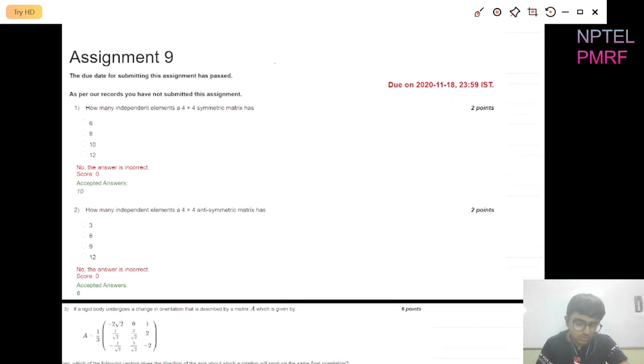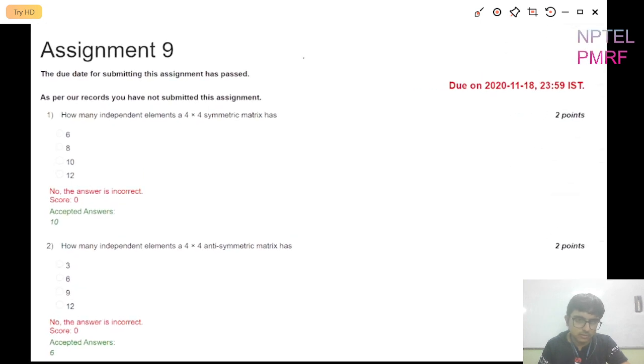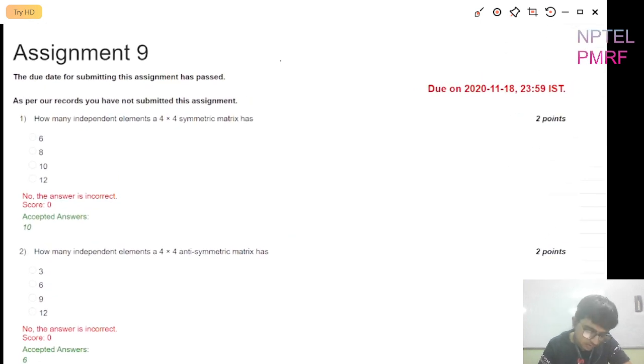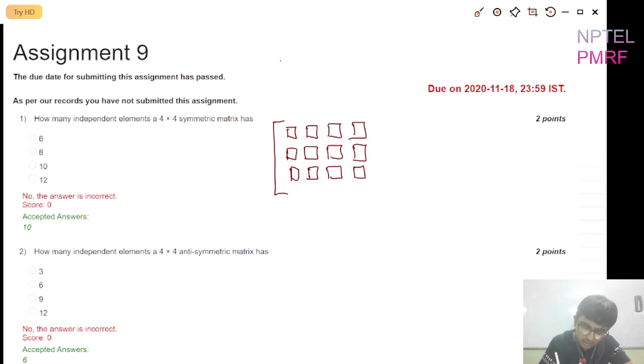Okay, as usual, the questions are pretty simple. The first one is: how many independent elements does a 4 cross 4 symmetric matrix have? Okay, so 4 cross 4 means you have 4 rows and 4 columns. Okay, so it will look something like this.